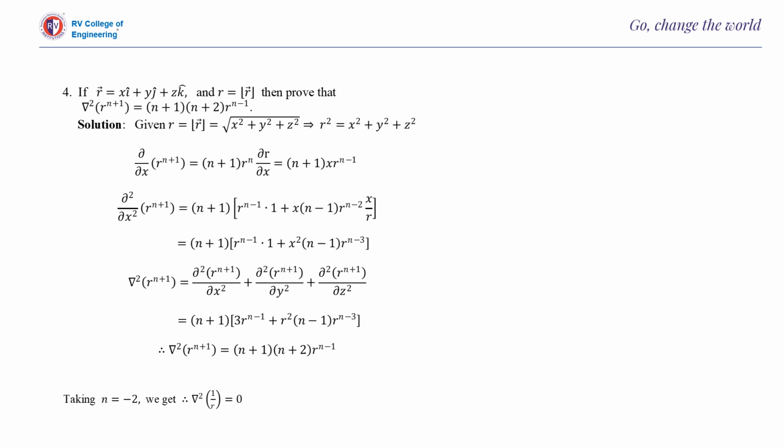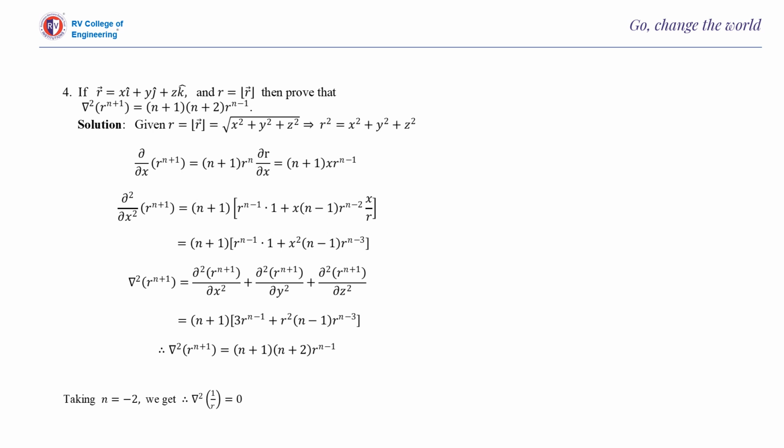As we know that the position vector of the particle at any point in space is defined by the vector r equals x i cap plus y j cap plus z k cap. So as you take the mod of that, you will get the square root of x square plus y square plus z square. So it will give us r square is equal to x square plus y square plus z square, where r is a function of x, y and z.